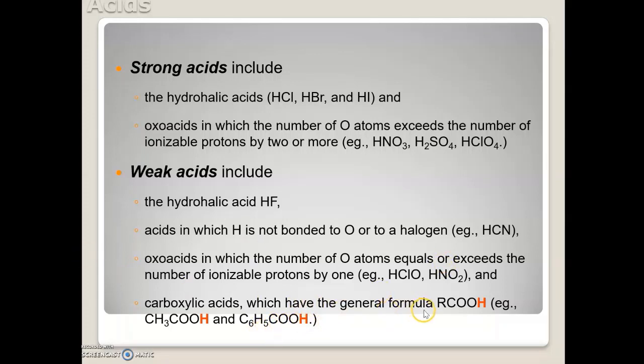So it is easy for us to identify. As long as we find COOH, we know that it is a weak acid. Other than that, there is no choice, we have to memorize it.